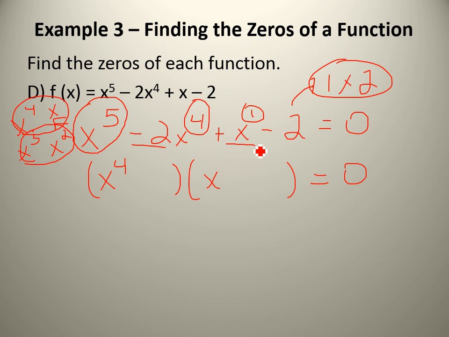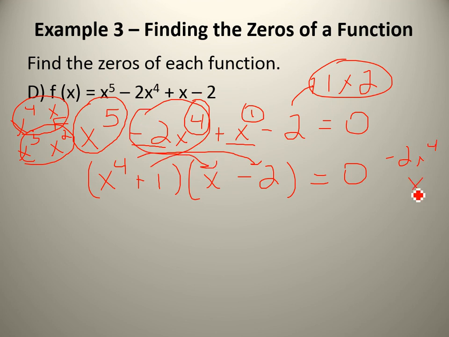So I'm going to do this. Then I'm going to check it and see if it works. So when I do this, x to the fourth times negative 2, that's negative 2x to the fourth, which you can see is the same as this here. And then I got 1 times x, which is just x, which is the same as this here. So that has been factored. Now I just want to take each part and I'm going to set it equal to 0.